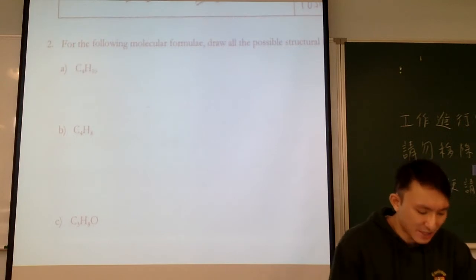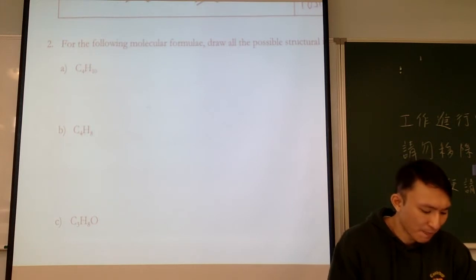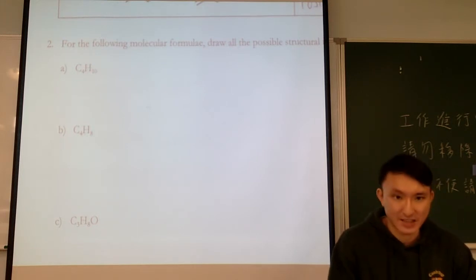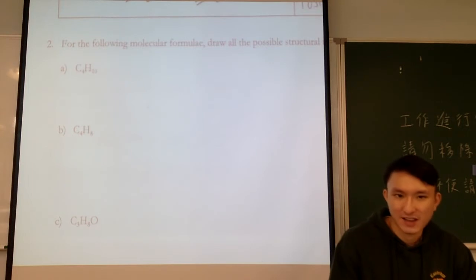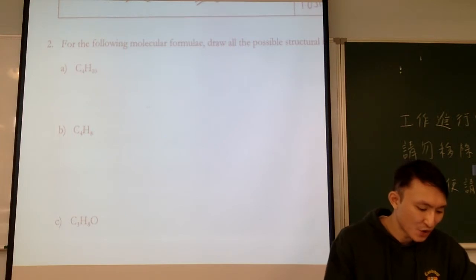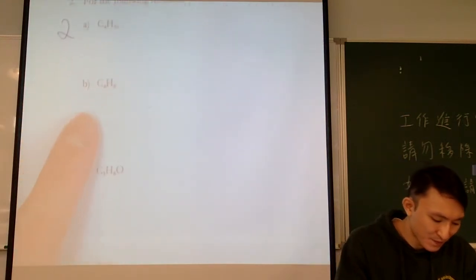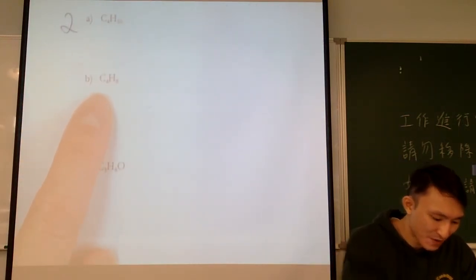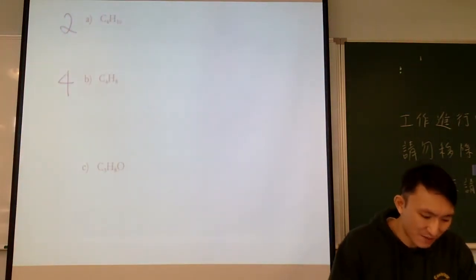Now for question 2. You are asked to draw all the possible structural isomers. Is there any technique to do this? Yes, there is. We have a couple of tricks that can be used. But I want you to try first. But I can give you a hint. For the first one, we could have 2 isomers. For the second one, we could have 4 isomers in total. Just try your best to figure out what the possible isomers are.